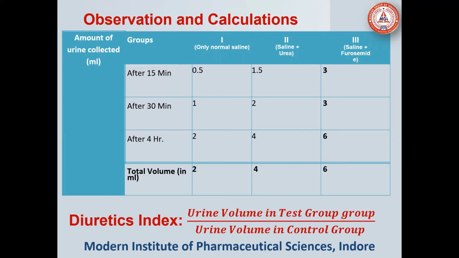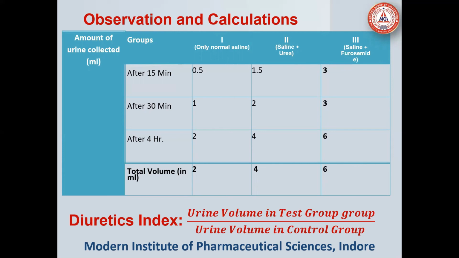Now, in group third, that is saline plus furosemide, after 15 minutes it is 3 ml. After 30 minutes it is again 3 ml, and after 4 hours it is 6 ml. The total volume collected in group 3 is 6 ml.